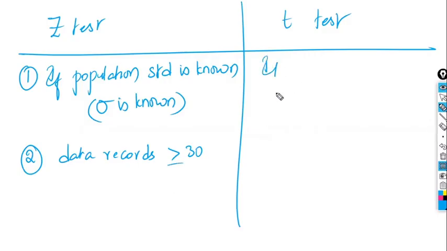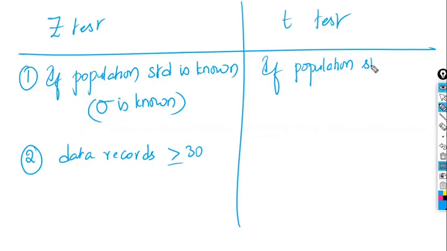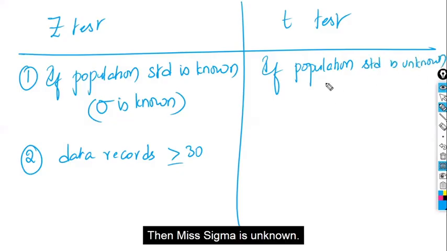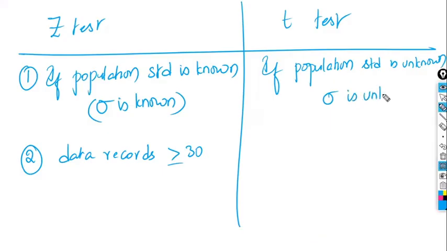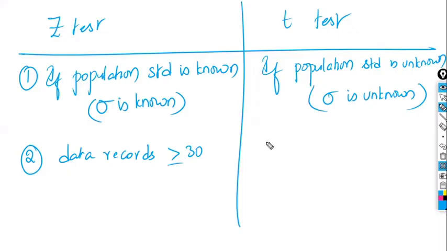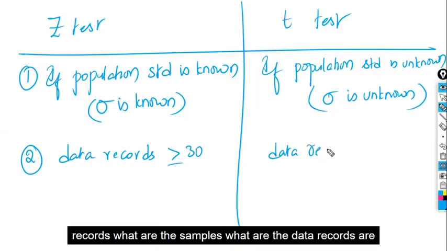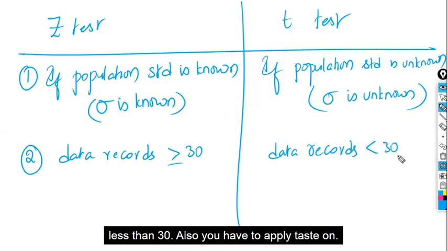If the population standard deviation is unknown, that is, sigma is unknown, then you have to apply the T test only. And if the data records, the samples, are fewer than 30, you also have to apply the T test only.